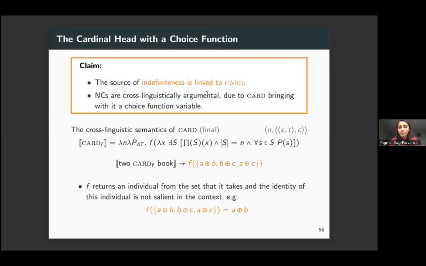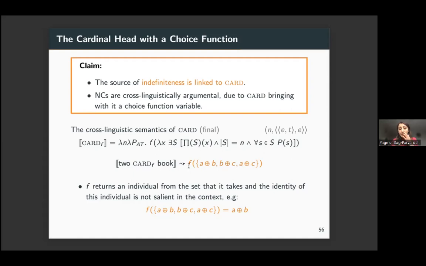But here's my claim. The source of indefiniteness in numeral constructions is linked to the cardinal head, whether it's a co-word or a word in a language. And numeral constructions are cross-linguistically argumental because the cardinal head, according to this choice function analysis, brings this choice function on it. So when you say 2 books in English, you're actually creating an individual type expression.